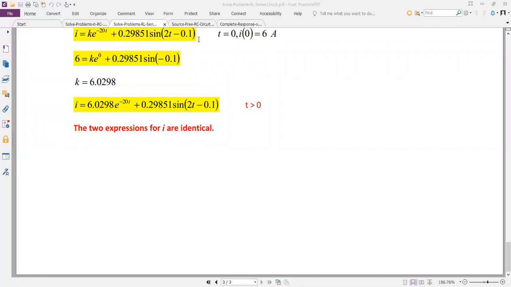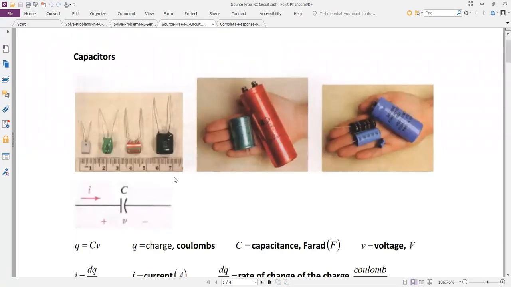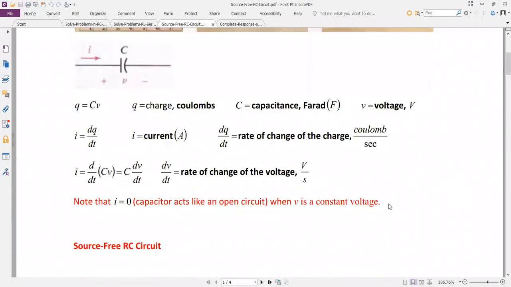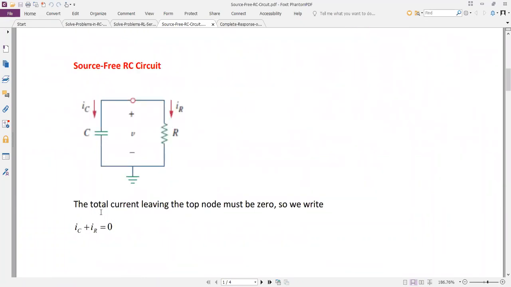So the next one is the RC series circuit. I will make the most of the time, so I still have 2 more files. For the capacitor class, I've shared the different formulas to you already. For a source-free RC circuit, I've given you a sample problem on this also in the first file. Now, the total current leaving the top node must be 0. So we write that I sub C plus I sub R, this is the node that it is referring to, is equal to 0.